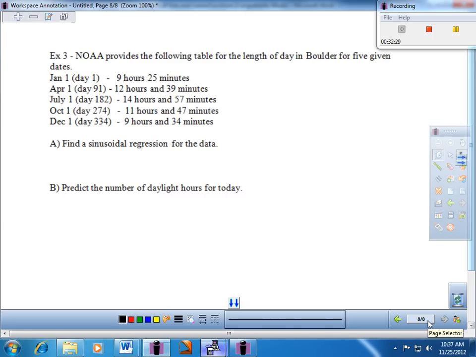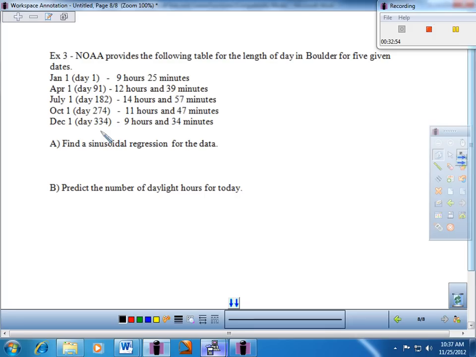Daylight hours will be our dependent variable. So here are the daylight hours, everybody. And the day of the year will be our independent variable. And what we're going to do is write a model for something of this variety right here. And if you think about the number of daylight hours over the course of the year, kind of fits the criteria for something that is sinusoidal in nature.